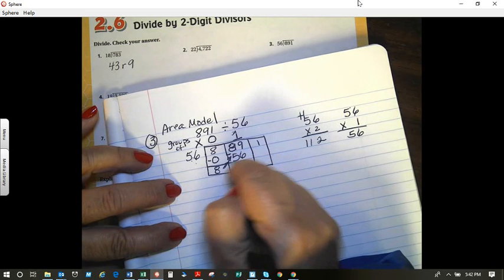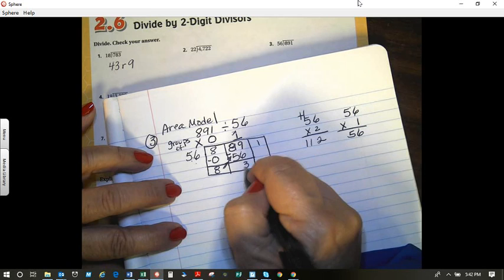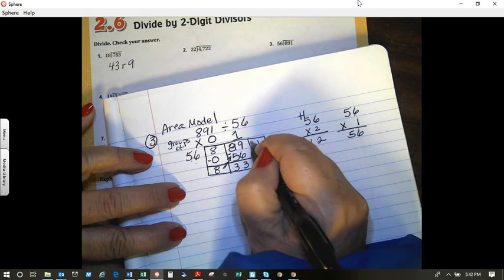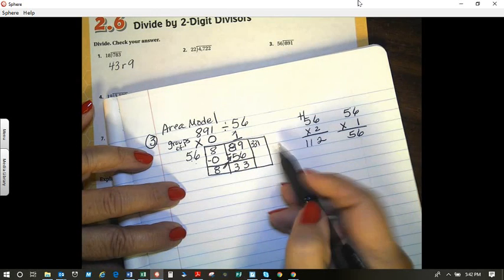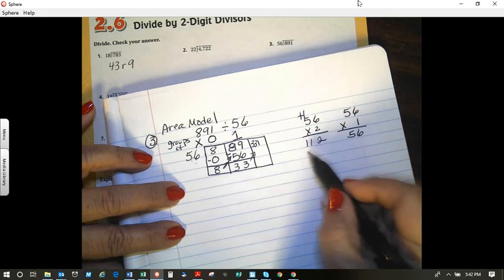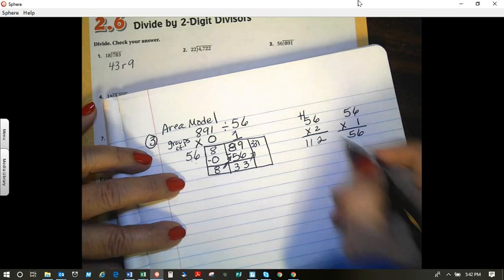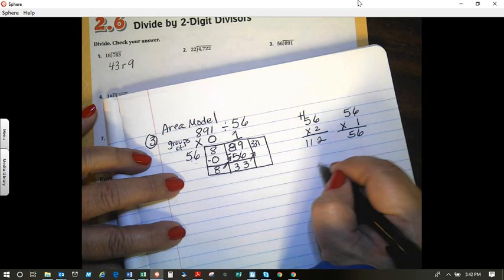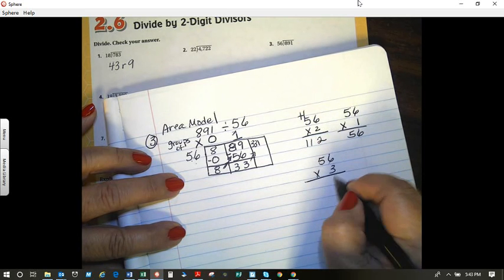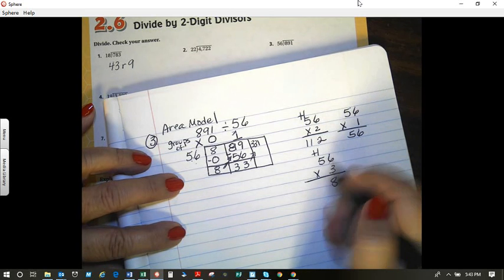Then I'm going to, again, subtract it out. 9 minus 6 equals 3. 8 minus 5 equals 3. And now I'm going to bring up my 1 here. So that makes it 331. And I'm going to keep multiplying out. How many more groups of 56 can go into 331? So here I have 56 times 3. 3 times 6 equals 18. 3 times 5 is 15 plus 1 is 16.